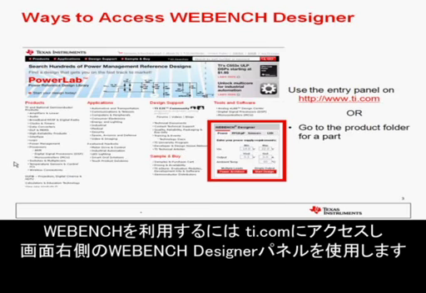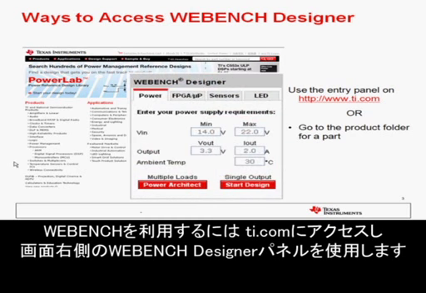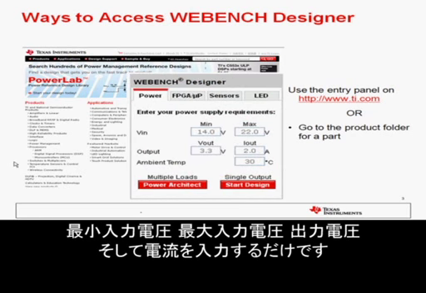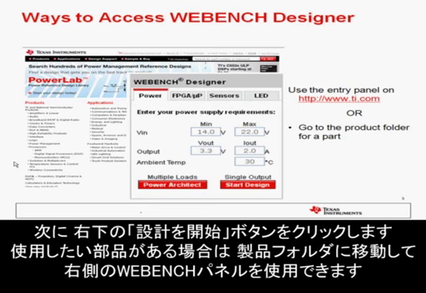To get to WEBENCH, just go to ti.com and use the WEBENCH Designer panel on the right side of the screen. Simply enter in your minimum and maximum input voltage, your output voltage, and your current. Then click on the Start Design button in the lower right. Or if you have a specific part you'd like to use, you can go to the product folder for that part and use the WEBENCH panel on the right side.